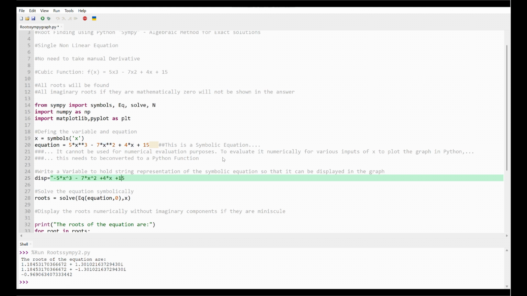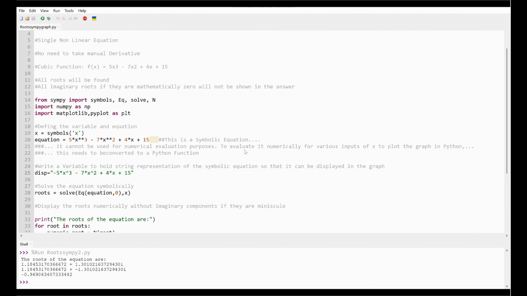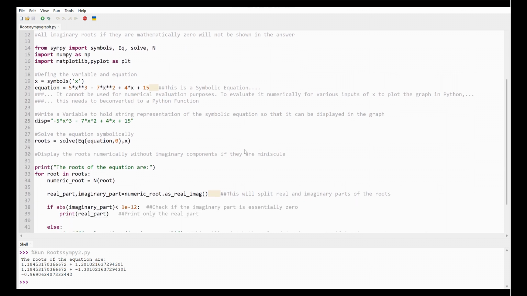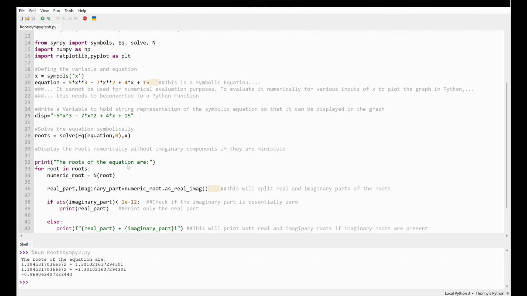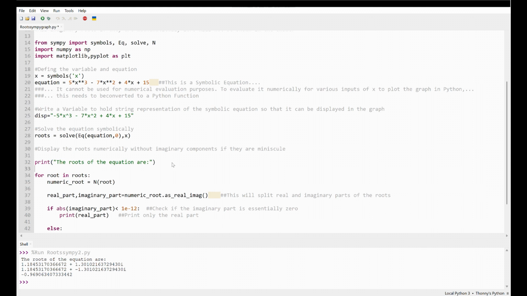plus 4x plus 15. And one thing to notice is that because this equation has both real and imaginary parts in its roots, I want the roots to be displayed on the graph, but imaginary roots are not going to be on the graph, because they're imaginary. So what I want is the real part of the roots on the graph. Let's say over here we have 3 roots, 2 of them have imaginary parts and 1 is real. So only that real root will be displayed in the graph and the other 2 imaginary ones will be discarded.